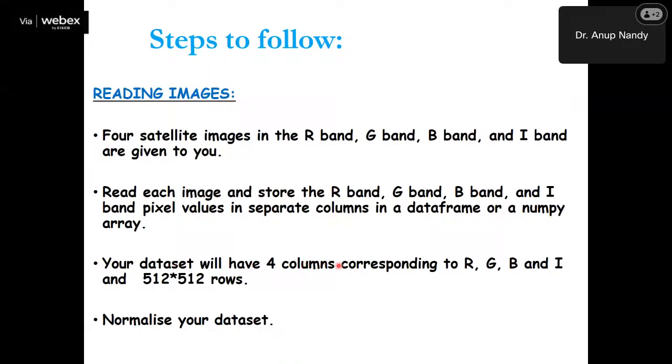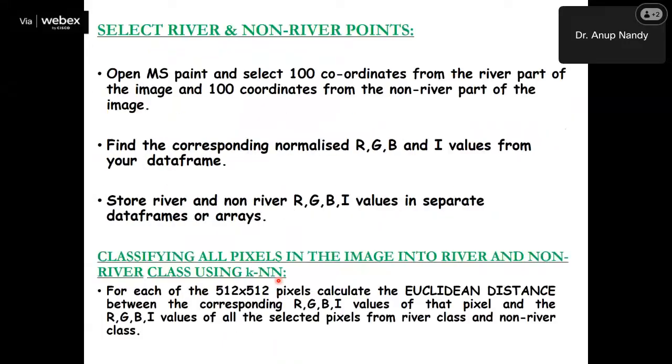Now your data set will have 4 columns corresponding to R, G, B and I, and 512 by 512 rows, so that is the total pixel values, a very tall matrix. The first column corresponds to R band intensity values, the second column to G band, the third column to B band, and the fourth column to I band. As the image size is 512 by 512, that many rows are needed. Now you have to normalize your data sets.